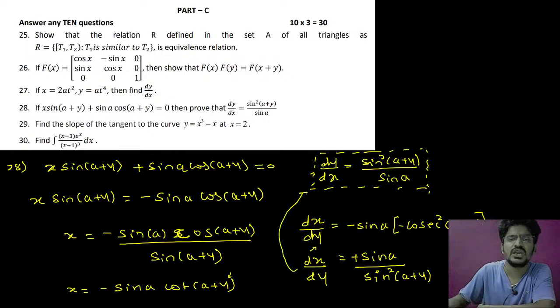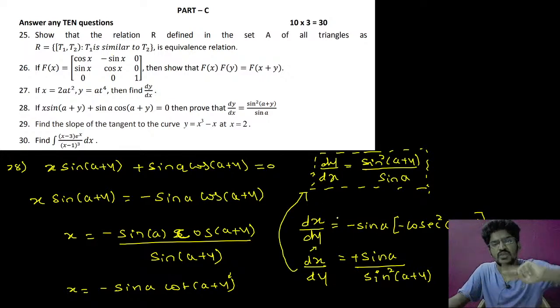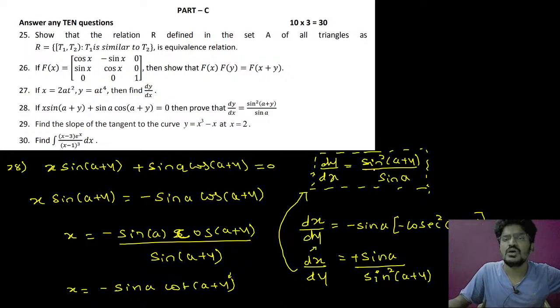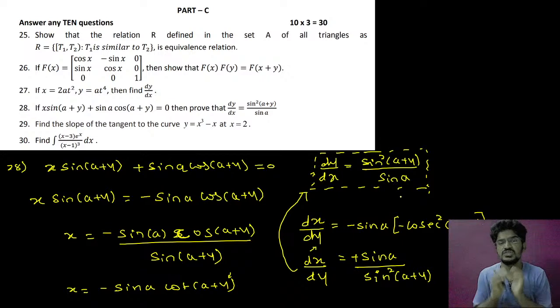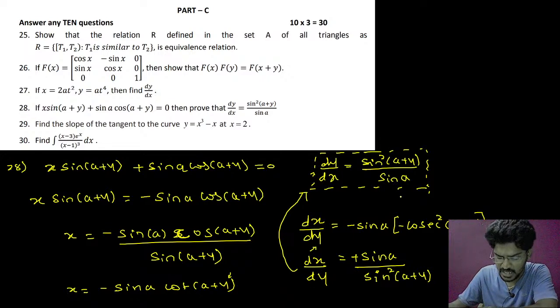From here to here I am going. You just reverse them. You already got dx by dy. That will be dy by dx equal to sine square of a plus y divided by sine a. So this is what your problem is. That's why I say please be very, very careful if you are solving this problem in the annual exam. Are you clear? Quickly give me thumbs if you have understood, because this is a little bit concentrative problem.